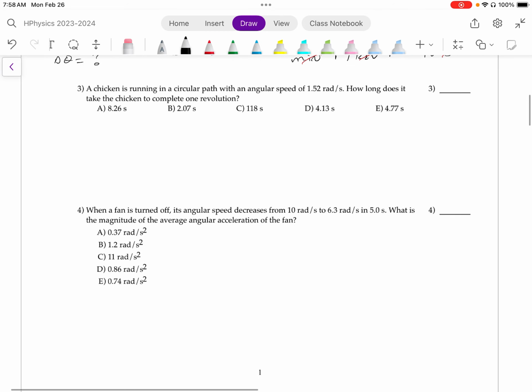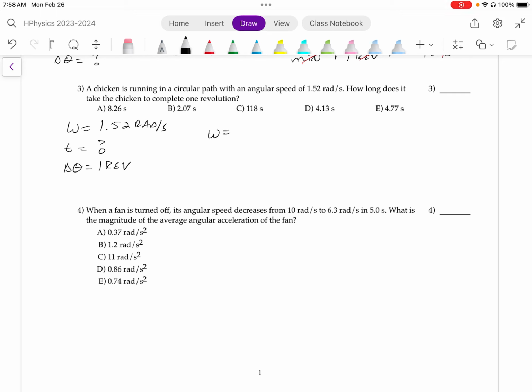Okay. A chicken is running in a circular path with an angular speed of 1.52 radians per second. How long does it take the chicken to complete 1 rev? So let's discuss what was given. I have an angular speed of 1.52 rads per second. How long, that's what they're asking for, to complete 1 revolution. And that 1 revolution is my angular displacement.